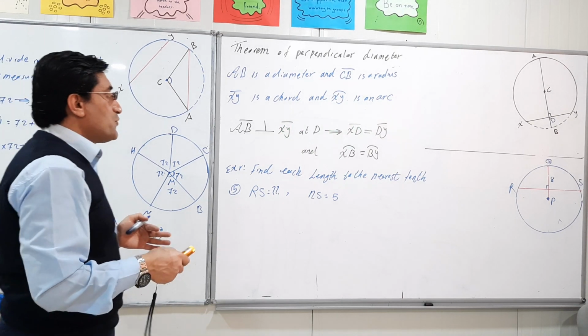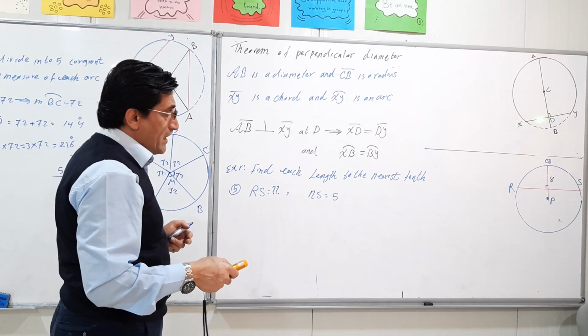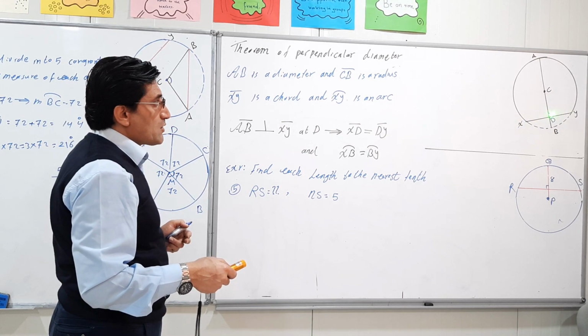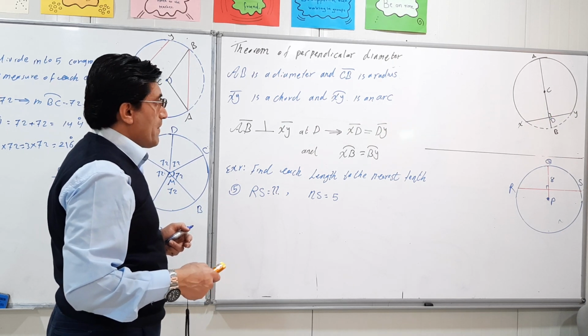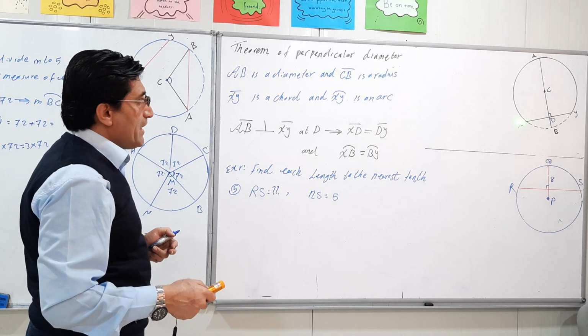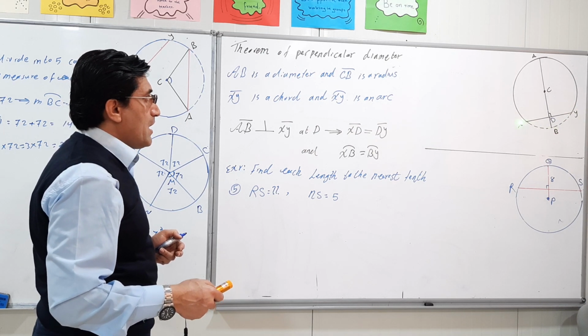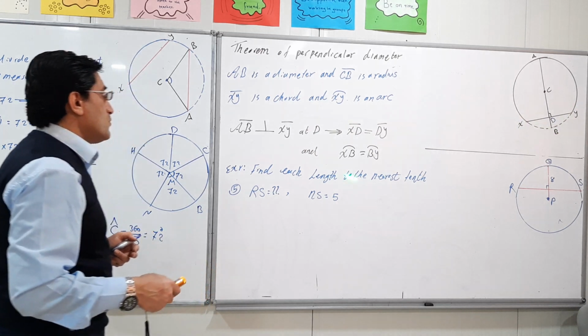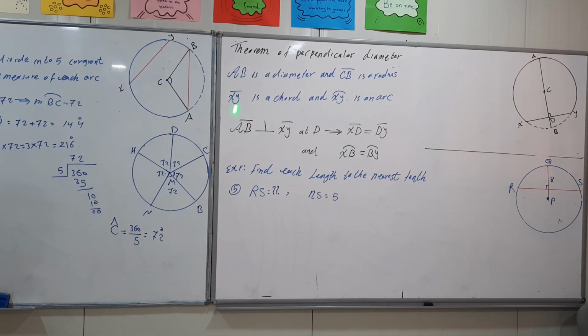Then we have two things. Segment XD equals segment DY. And also arc XB equals arc BY. Arc XD equals arc DY. So we have two results.